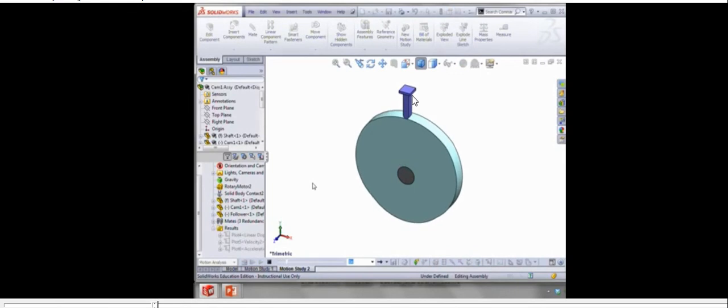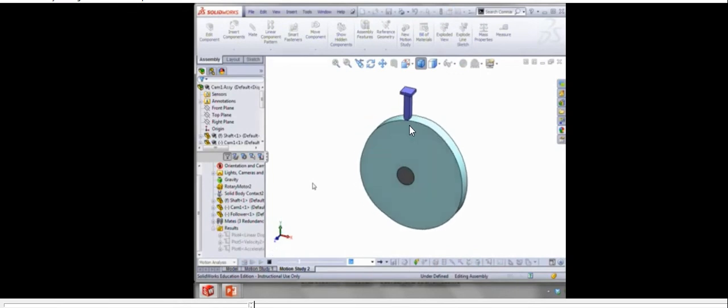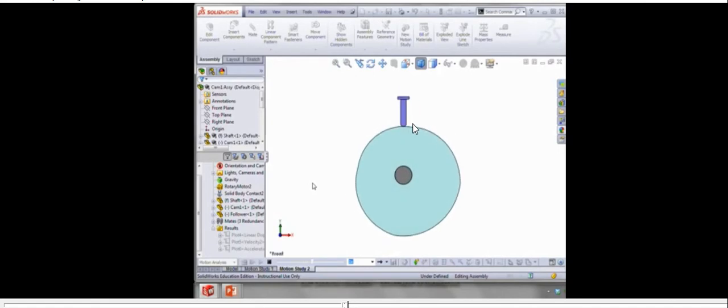So outstroke, dwell, return stroke. Then also dwell. Outstroke, dwell, return stroke. Then again dwell. This may not be the case always. This is just to make you understand what is dwell, rise, outstroke, all those things. Rise is known as outstroke. That is when the follower rises, it is known as outstroke. Then it is dwell, stationary. Then return stroke or fall is known as return stroke. So I hope this is clear to you.